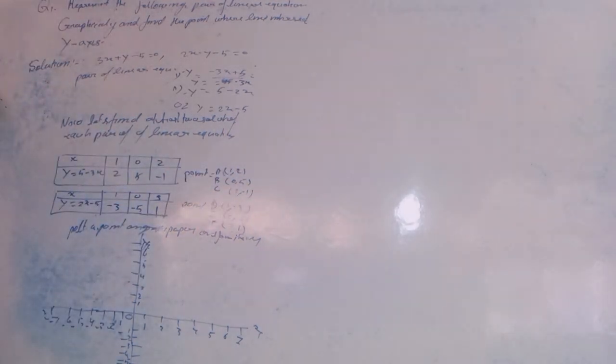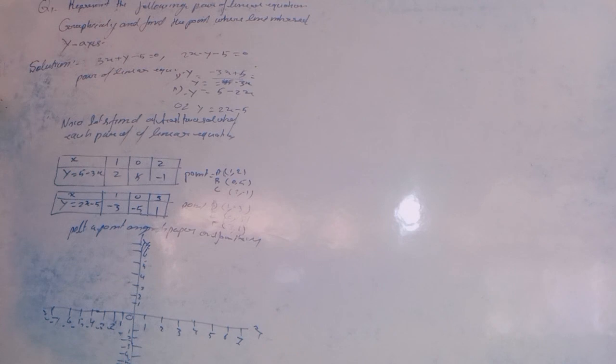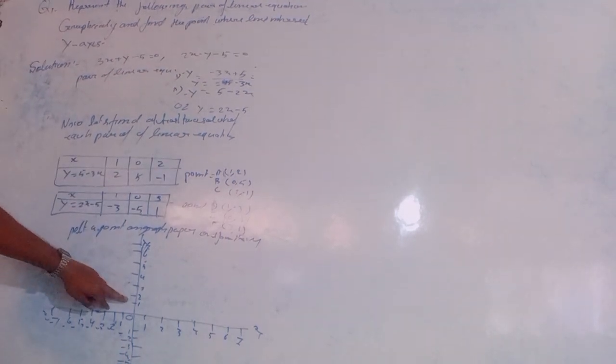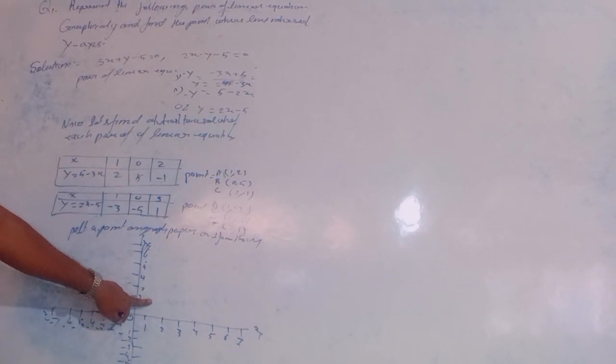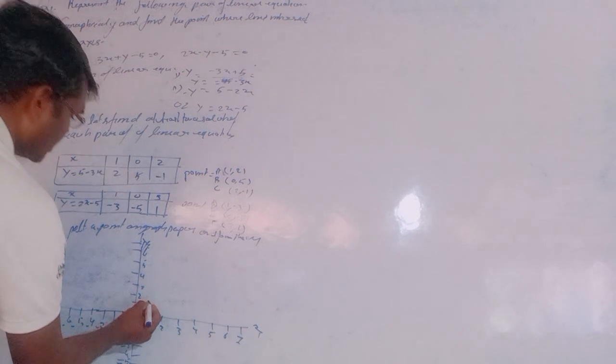So for the first graph, point A is (1, 2), where x is equal to 1 and y is equal to 2. So each point will always have two coordinates.